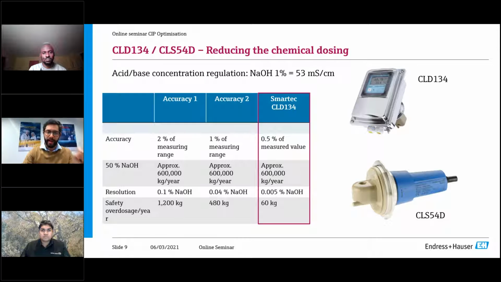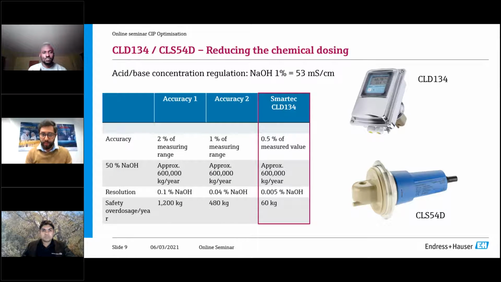Whereas if you have a very accurate conductivity sensor, for example, a sensor with 0.5% accuracy, this uncertainty, or this overdosage, depending on the accuracy, can be reduced to 60 kilograms per liter. So as a first step for CIP optimization, if you really want to reduce chemicals, if you really want to find a way to improve your CIP, this is the easiest and fastest step for you to improve your chemical dosing.